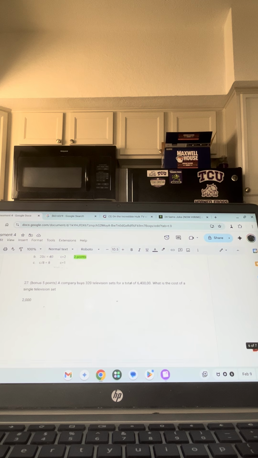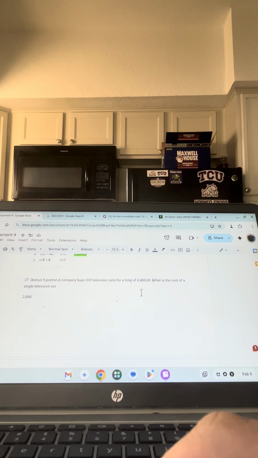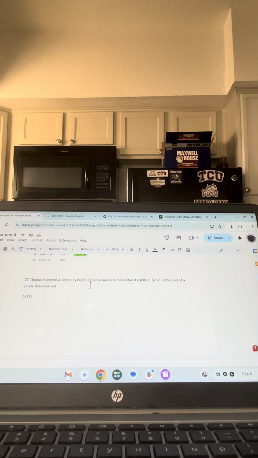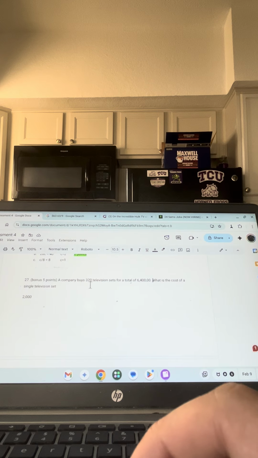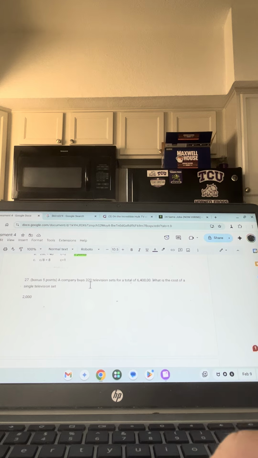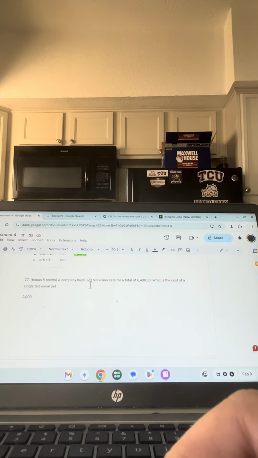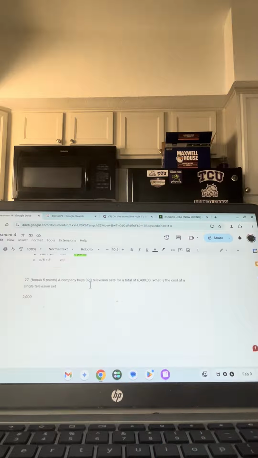Here's the bonus question. A company buys 320 television sets for a total of $6,400,000. What is the cost of a single television set? Okay, so the total cost is $6,400,000. I purchased 320. So how much is each television set? A single one. Let's think about this. If I bought 320 for a total of this, how much is the cost of one?